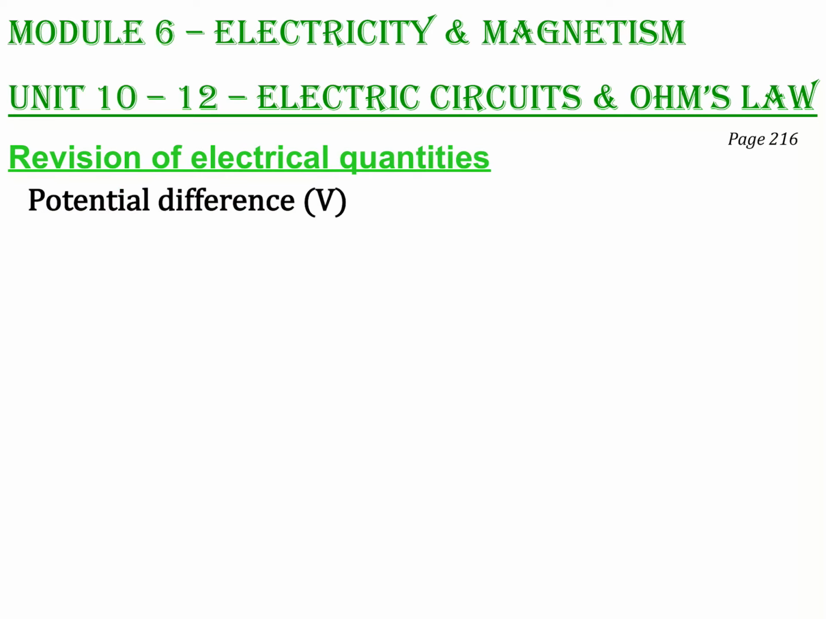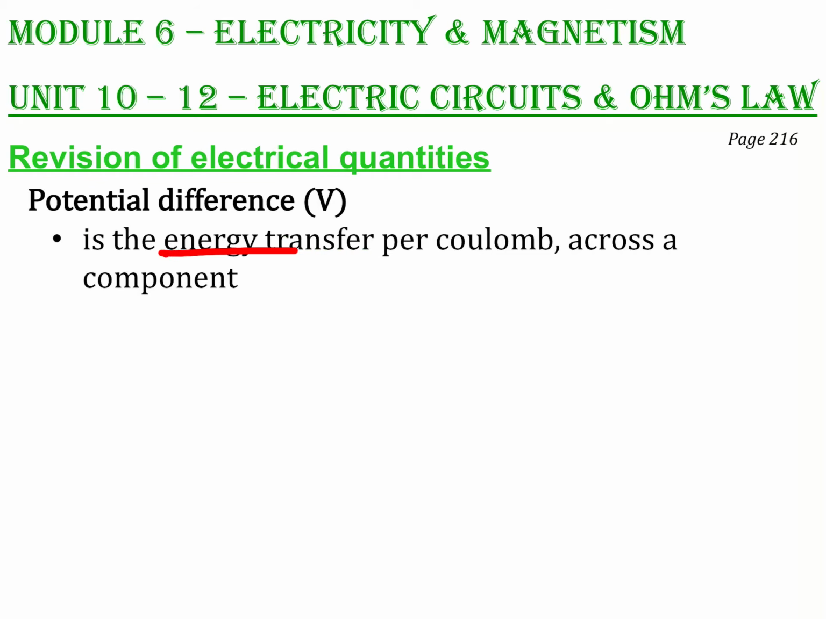First of all, potential difference. Please, we do not call it voltage, it's potential difference. It is the energy transfer per coulomb across a component. Potential difference refers to the difference in electrical potential energy. It is measured in volts. Okay, you know that, nothing unusual.